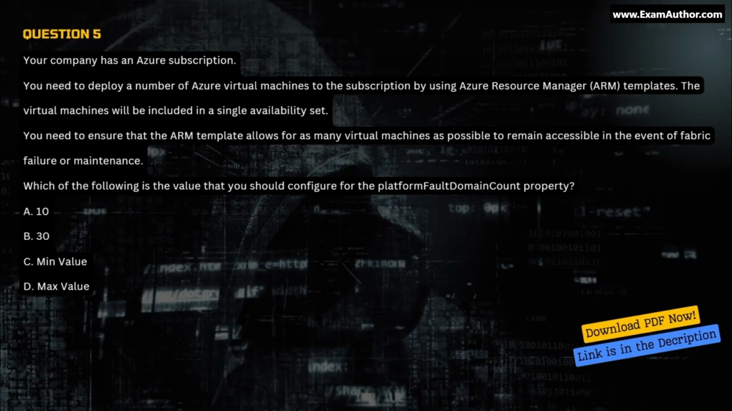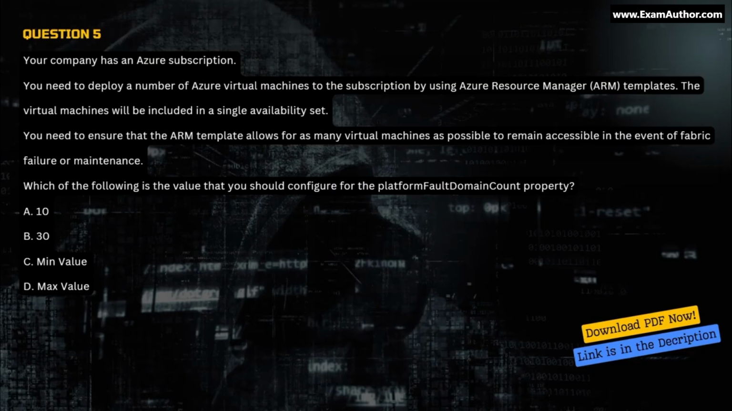Question 5. Your company has an Azure subscription. You need to deploy a number of Azure virtual machines to the subscription by using Azure Resource Manager (ARM) templates. The virtual machines will be included in a single availability set. You need to ensure that the ARM template allows for as many virtual machines as possible to remain accessible in the event of fabric failure or maintenance. Which of the following is the value that you should configure for the platform fault domain count property?